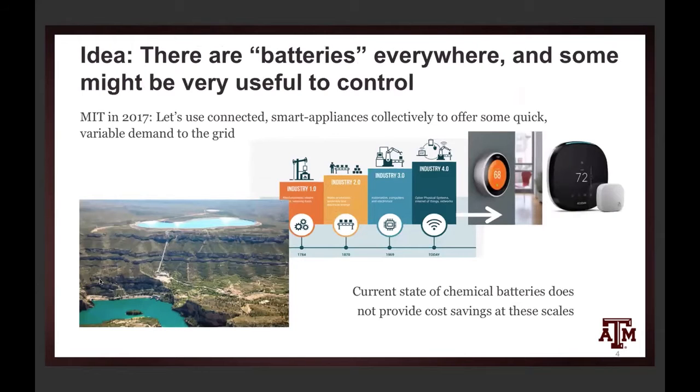So between 2016 and 2017, a paper was published by researchers at MIT that basically explained an idea of using connected smart appliances collectively to offer deferred or variable demand back to the grid. So basically explaining an idea that batteries are everywhere, including things that are already connected to our grid, and some of them might be very useful for us to control, right?